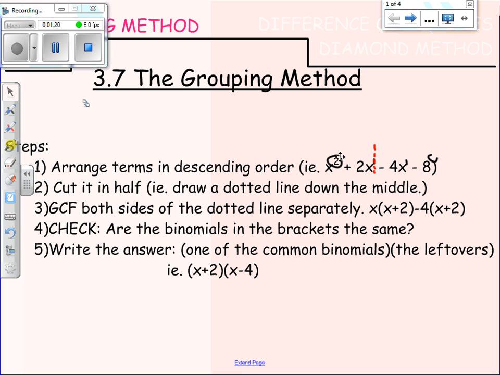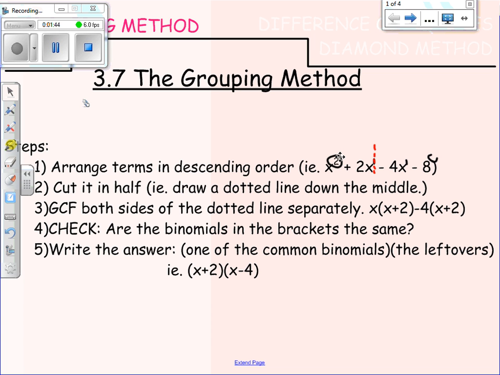If there's a negative sign on this term, it goes with it to the right. Yeah, it'll only work if we have 4 terms. Then you're going to take the greatest common factor of everything on the left side, and the greatest common factor of everything on the right side. So that's what we did yesterday, if you guys forgot.